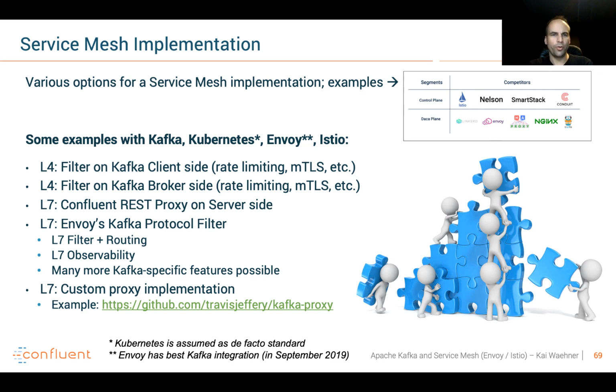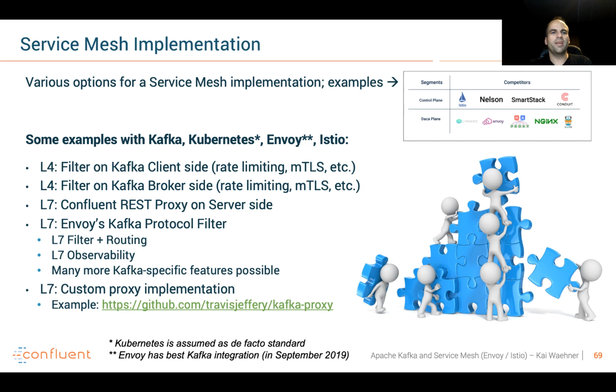What you can already do today, and that's even true with things like HA Proxy, the classical load balancer, is level 4 filtering on the Kafka client or on the Kafka broker. So here HA Proxy or Nginx is the proxy of the service mesh. And here you can already do all of the routing they provide, like rate limiting or configuring mutual TLS. These are things which are possible today without any problems, and many people are doing that already.